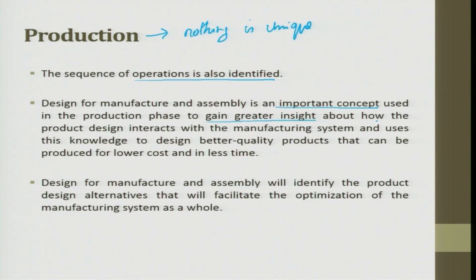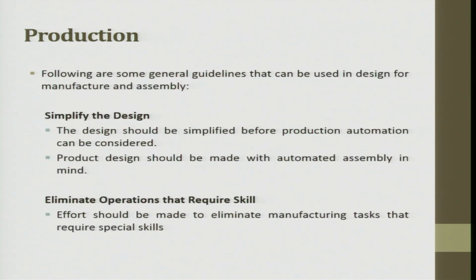The design for manufacturing and assembly is an important concept used in the production phase to gain greater insight about how the product design interacts with the manufacturing system, and uses this knowledge to design better quality products that can be produced at reduced cost and in a faster time. So, it is nothing but the life cycle time is reduced. The design for manufacturing and assembly will identify the product design alternatives that will facilitate the optimization of the manufacturing system as a whole. So, the production follows some generic rules or guidelines.